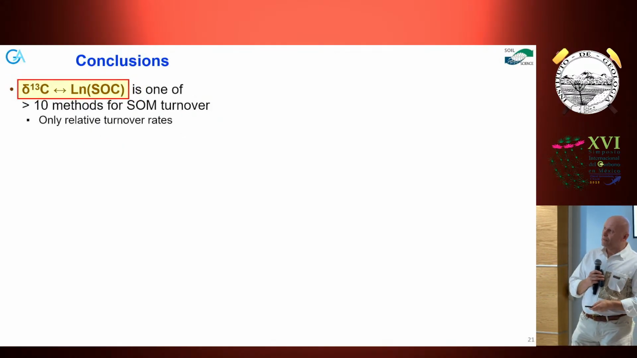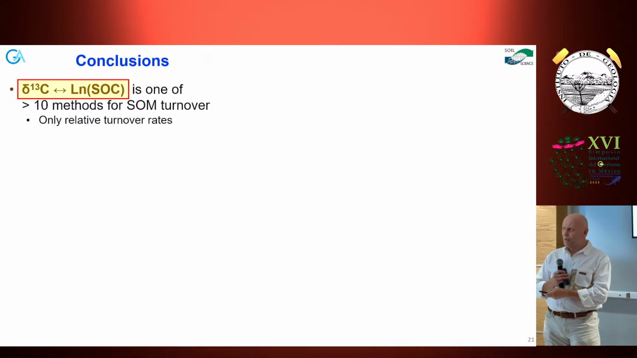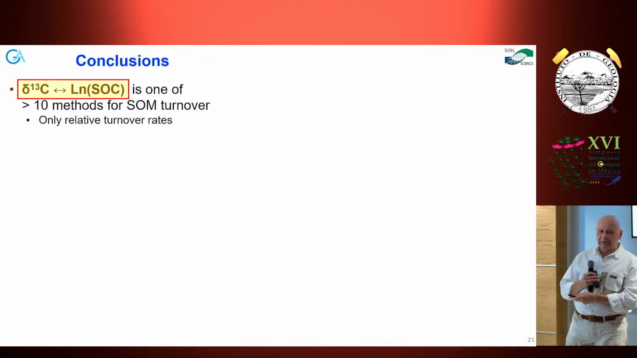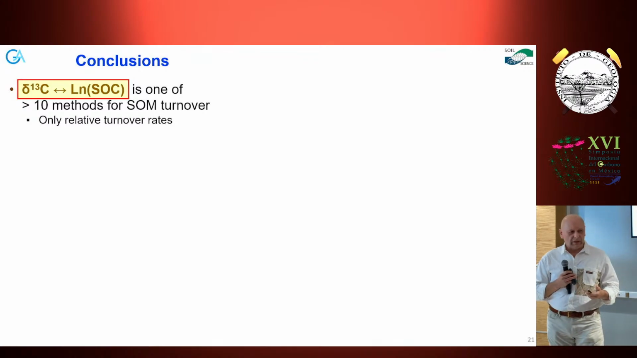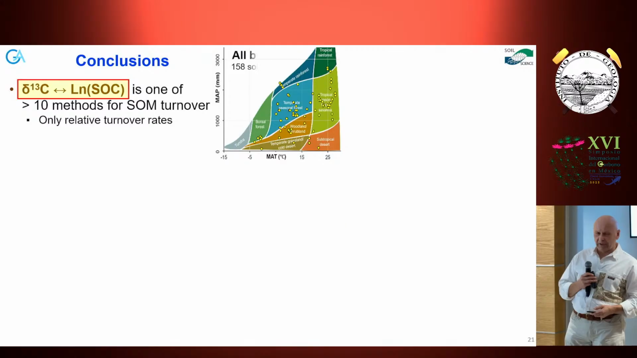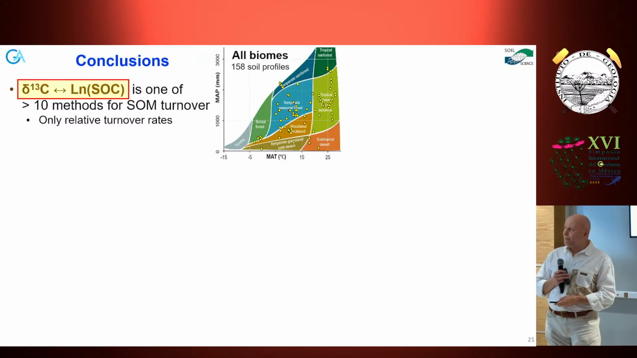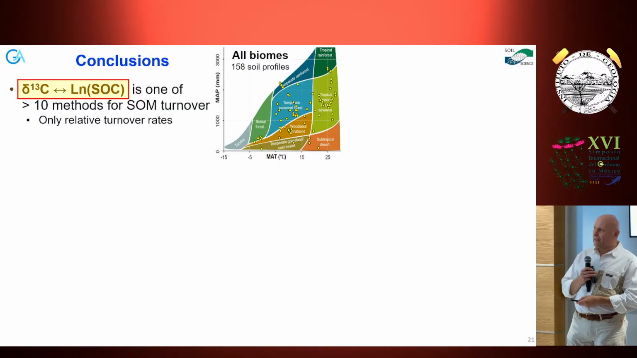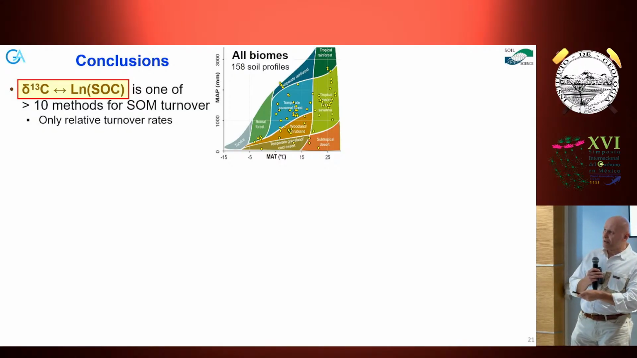So I would like to come to the conclusions. I think this is a very interesting and, in my view, very simple approach to use just the isotopic composition of carbon and the logarithm of soil organic carbon content. And this is just one of many methods to assess soil organic matter. To regret, and this is the biggest problem, this approach delivers only relative turnover rates. For the first time, we made such a meta-analysis of the application of this approach for various soils worldwide.